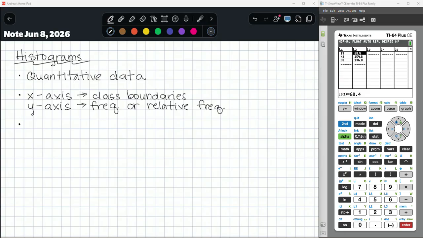Unlike with bar charts, there should be no gaps between the bars. The only exception to this rule is if one of my classes or one of my categories has a frequency of 0. But if I've got two categories next to each other and neither of those categories has a frequency of 0, those two bars should touch. There should be no gaps, because unlike categorical data, quantitative data sits on a number line, and number lines are continuous.